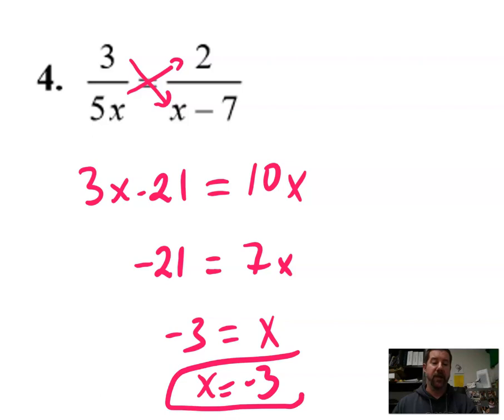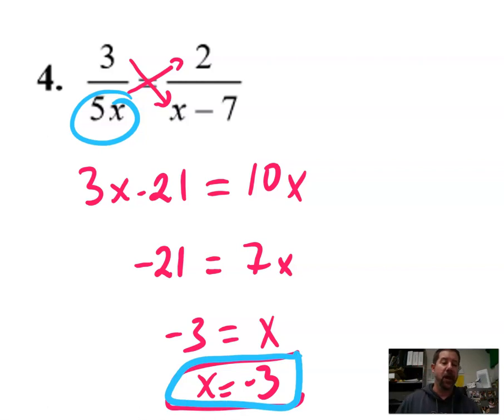Now, before I circle that, I should check my answer. Go back and plug it into the bottoms here. 5 times negative 3 is negative 15. I really don't care what the number is. I just got to make sure it's not 0. So that's okay. Negative 3 minus 7, that ain't going to give me 0, right? So we are okay. As long as I don't get 0, that answer is okay to use. If I did get 0, I'd have to cross it out and get rid of it. If it was my only answer and I crossed it out, then you would say there is no solution. All right, moving on to number 5.